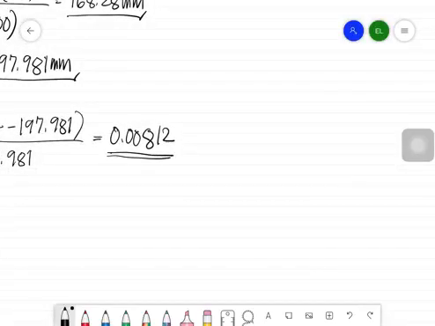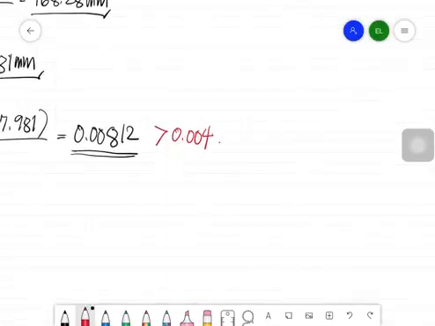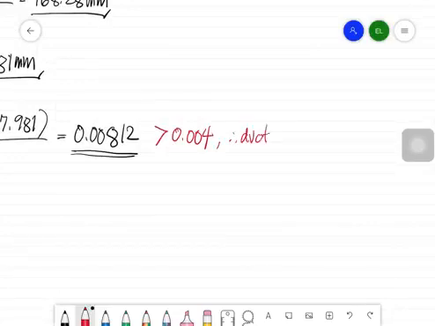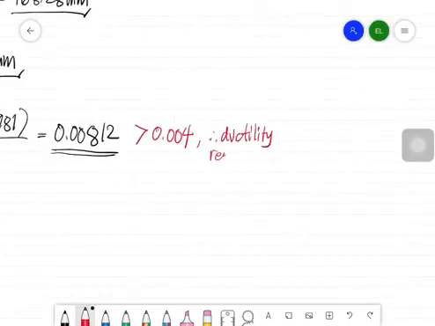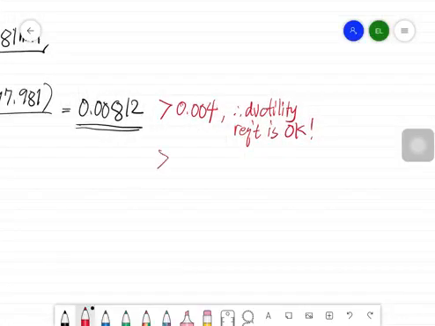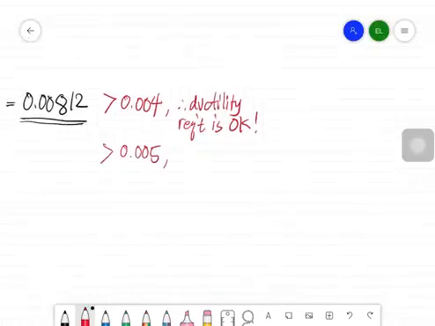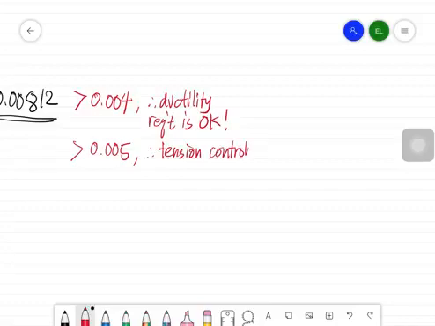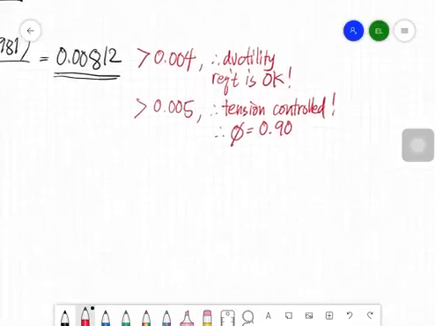So for the ductility requirement, this is greater than 0.004. Therefore the ductility requirement is okay. I think this is also greater than 0.005. Therefore this is tension controlled. Then therefore our phi is automatically equal to 0.9.